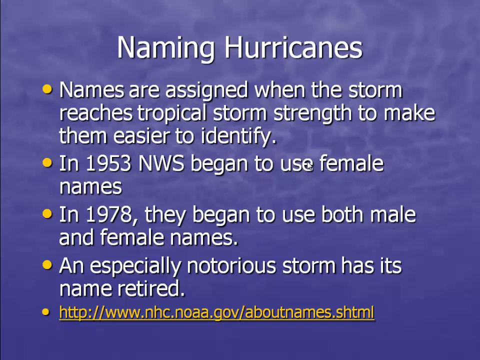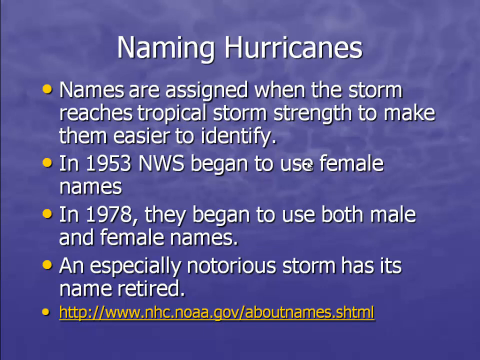If a storm causes damage that is especially notorious and would cause insensitivity, we basically change the name. We retire the name. So, for instance, there will never be another Hurricane Katrina. There will never be another Hurricane Andrew. There will never be another Hurricane Sandy. These are storms that have had a significant impact in lives and property lost around the country. Naming another storm Hurricane Katrina would be rather insensitive to those folks that were living through Hurricane Katrina.